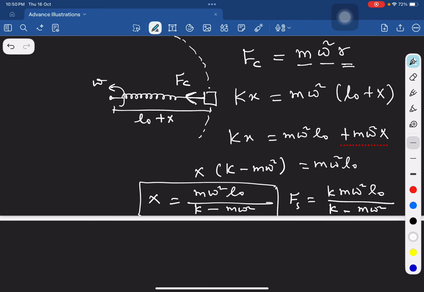Problem number 2. There is the idea of a conical pendulum. Actually a conical pendulum is nothing but, you have a string like this, and you have a block like this.